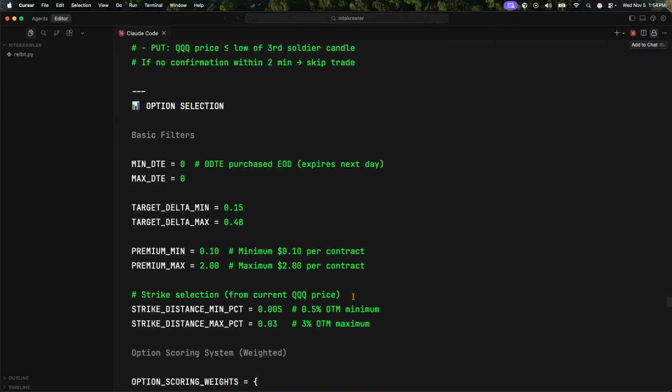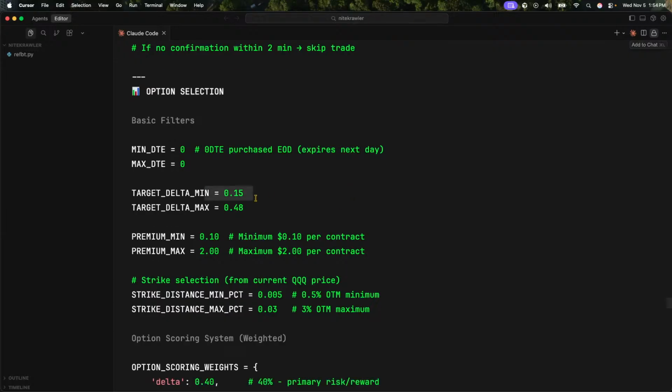So we have the basic filters: 0 DTE expires the next day. We talked about delta. This is the probability of profit. So the delta range is 0.15. So we're buying options with a probability to expire in the money.